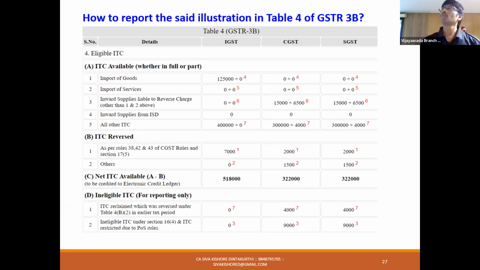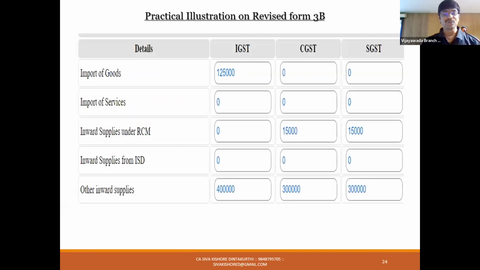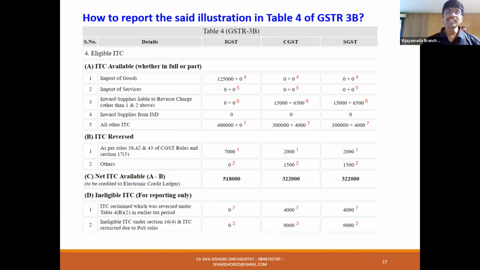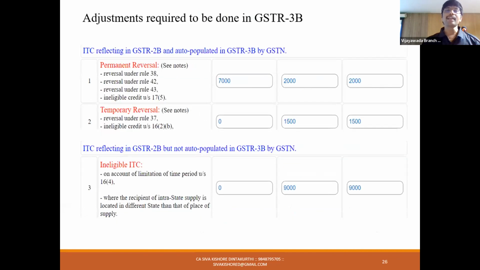Whatever they see when they are drafting these forms, it seems like they are purely revenue oriented. So anyways, what is the next column? Inward supplies from ISD. We are not having any entry in that. Next, in the example, all other ITC.